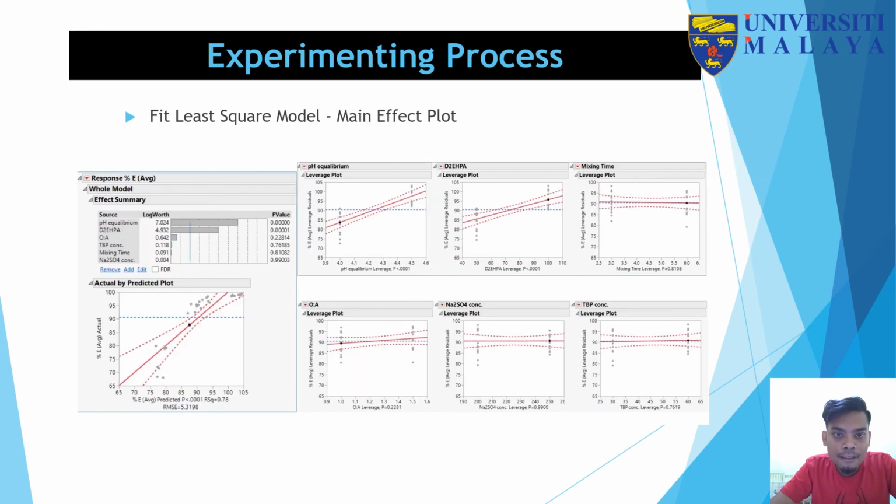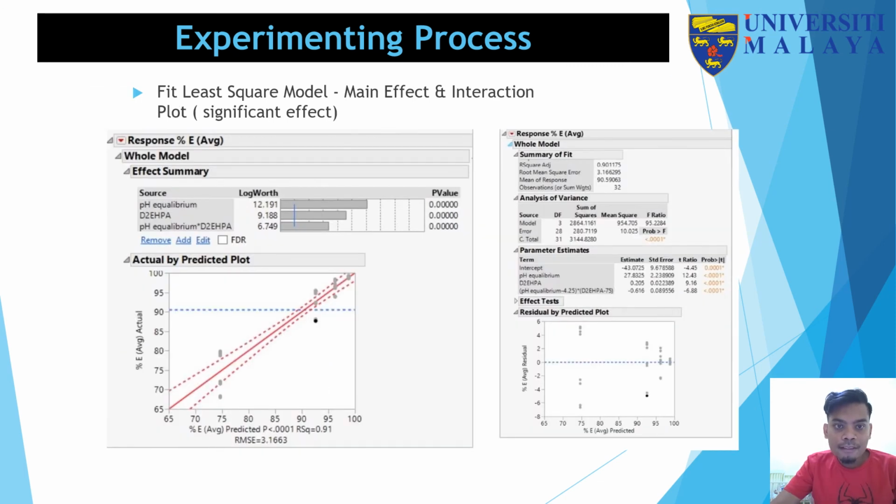This is the fit least squares model for the main effect plot. Based on this model, we can see that these 3 terms are very important in this experiment. This is the last fit least squares model for the main effects and the interaction. Based on the summary of fit and ANOVA and also the parameter estimates, the 3 terms here are very important in affecting the percentage of the extraction.